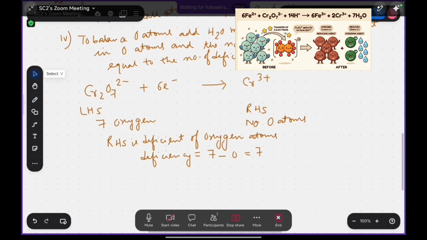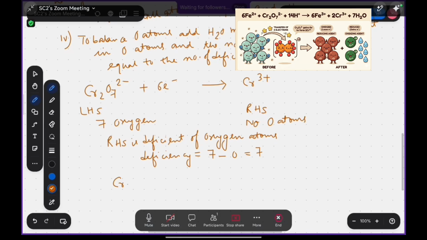The next step is something like this. See, Cr2O7 2 minus plus 6 electrons. Add water molecules. How many water molecules? Number of deficiencies. 7 deficiencies are there, so add 7 water molecules on the right hand side. The number of oxygen atoms deficiency is equal to the number of water molecules to be added. And which side will you add? The side which is deficient of oxygen atoms.